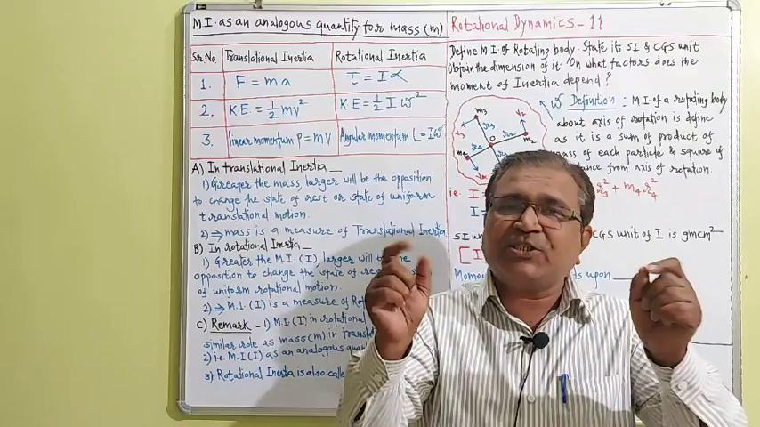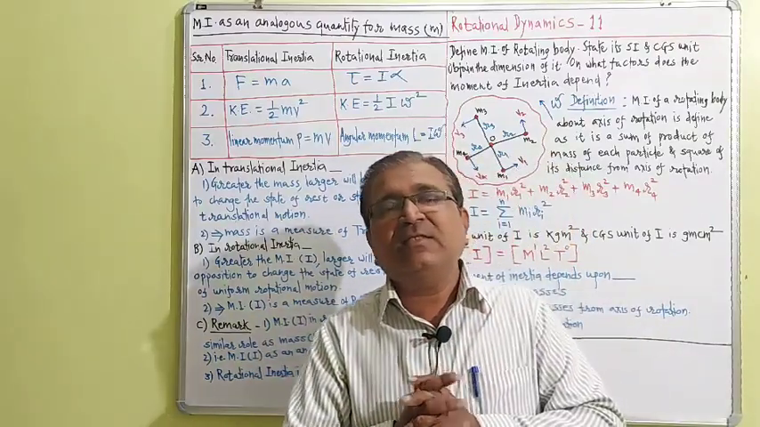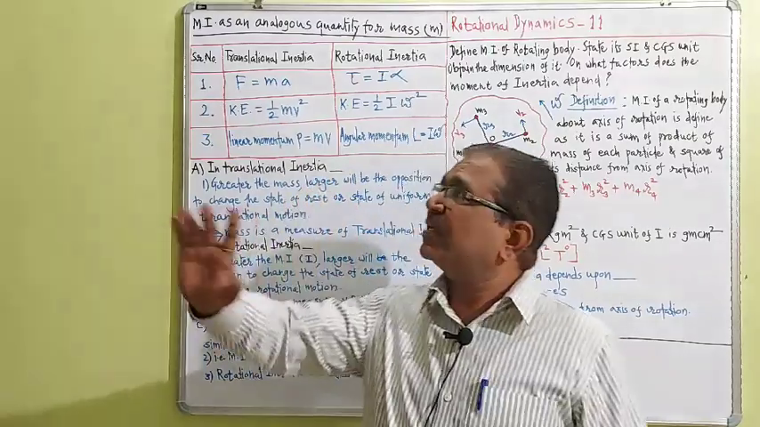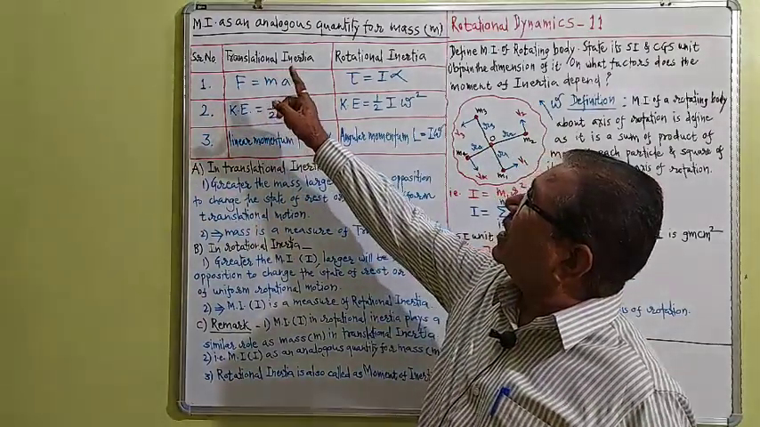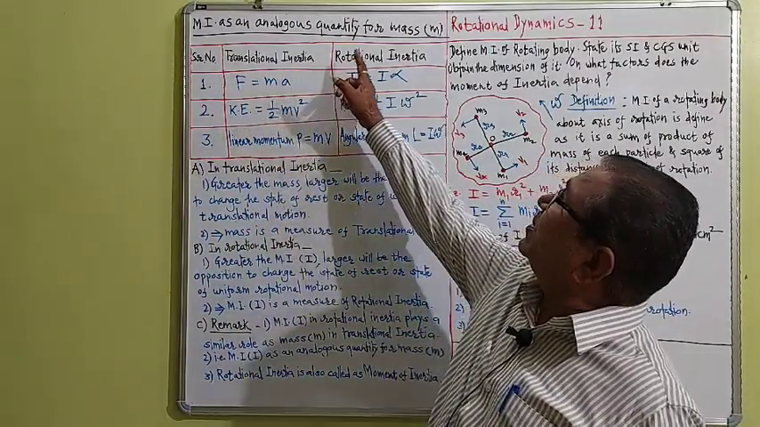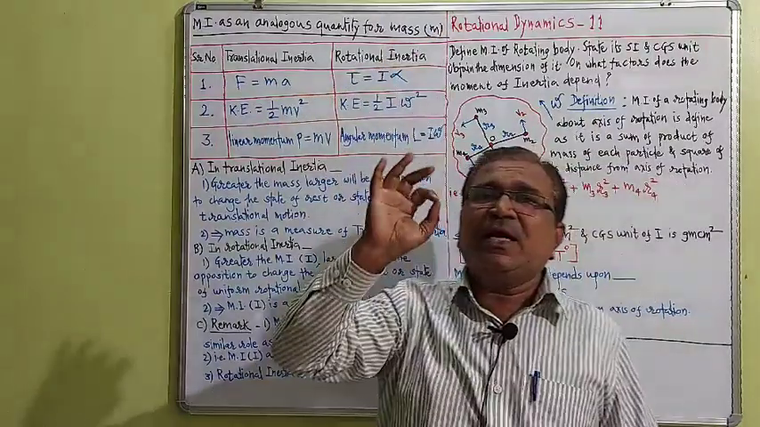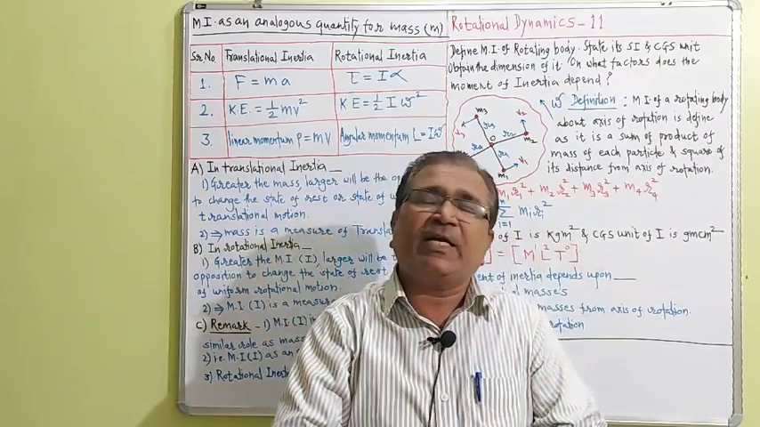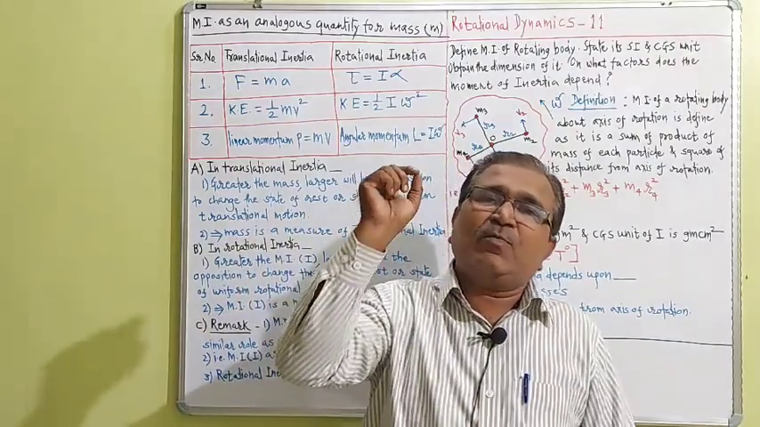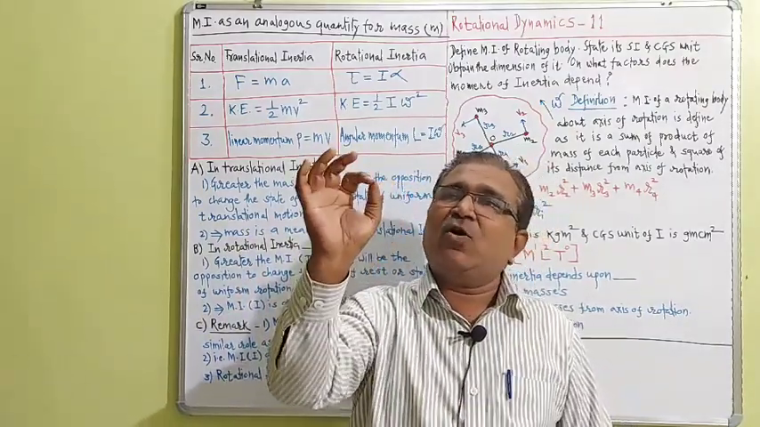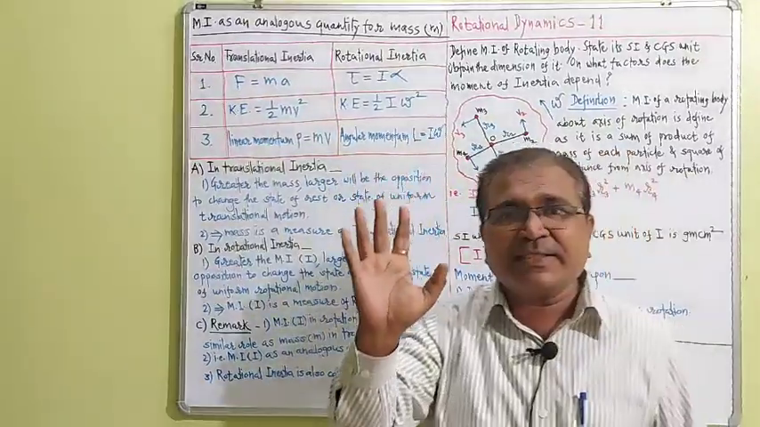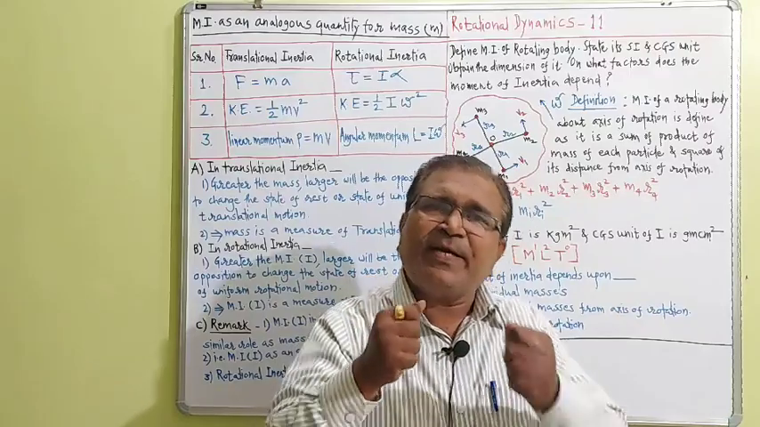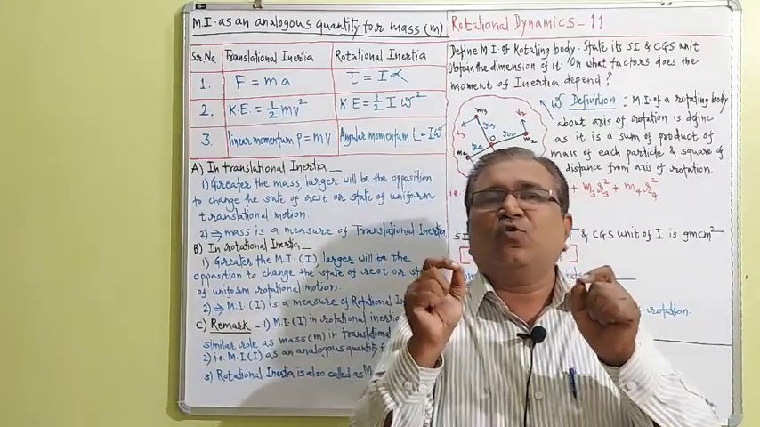As far as rotational motion is concerned, the first article given in the book is MI, moment of inertia, as an analogous quantity for mass m. Before starting the article directly, we should know what is moment of inertia of a rotating body.